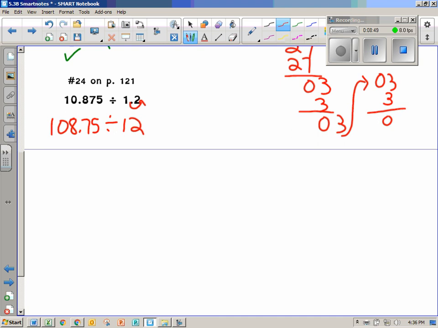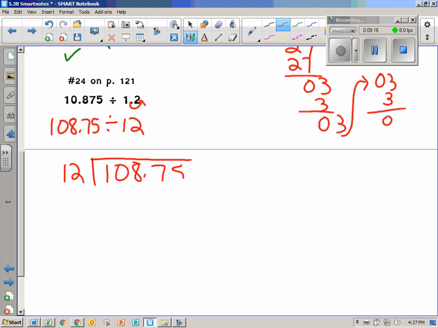108.75. Now, you would still get the same result if you'd made the first one, the 10.875, a whole number. You just make your division a lot harder when you do that, because instead of having 12, you would have 1200, and it would just make it a lot more challenging. So now you write your long division problem.